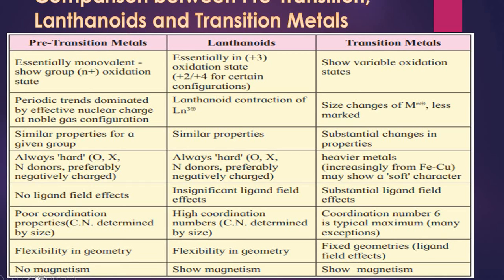Then pre-transition elements have poor coordination properties. In lanthanoids, there are high coordination numbers, and in transition metals the coordination number is typically 6. Pre-transition elements are flexible in geometry. Lanthanoids are also flexible in geometry, and transition metals have fixed geometries. In pre-transition metals, no magnetism is seen. Lanthanoids show magnetism. Transition metals also show magnetism.